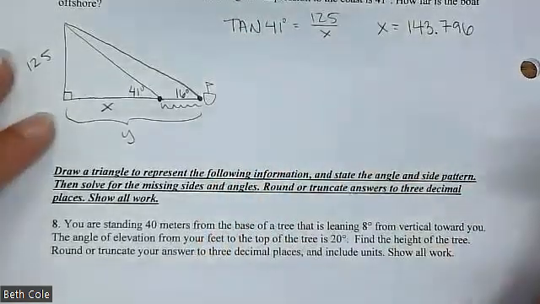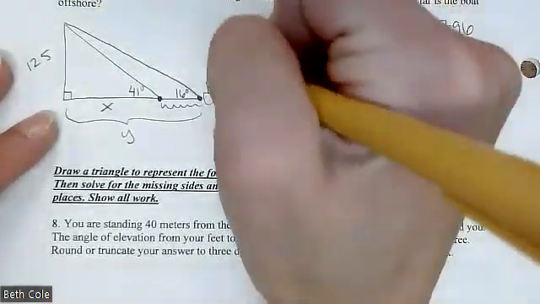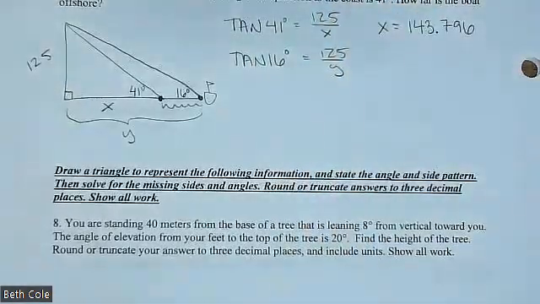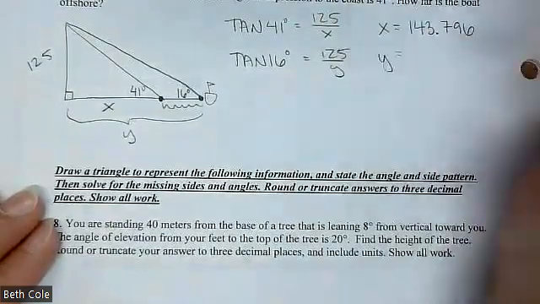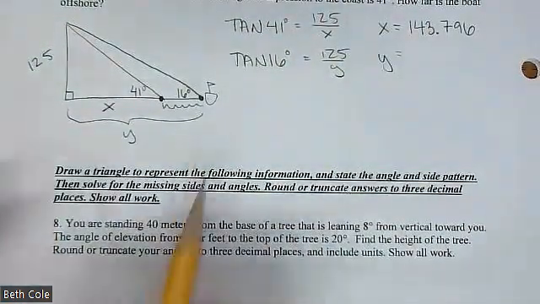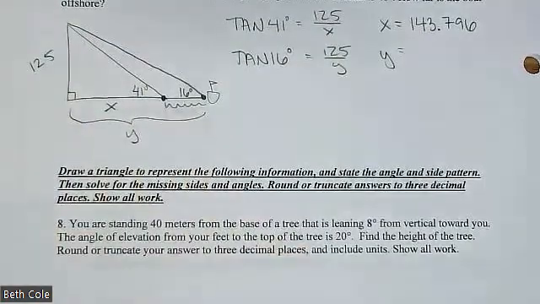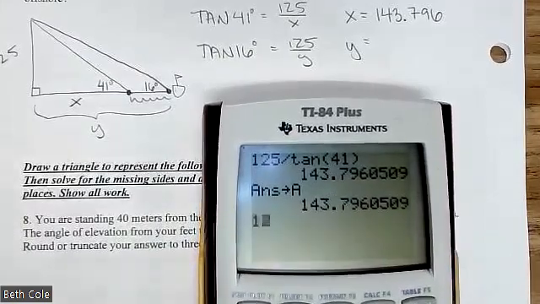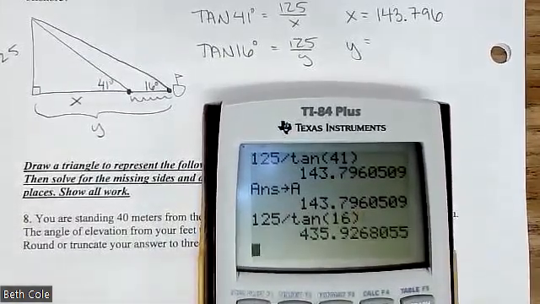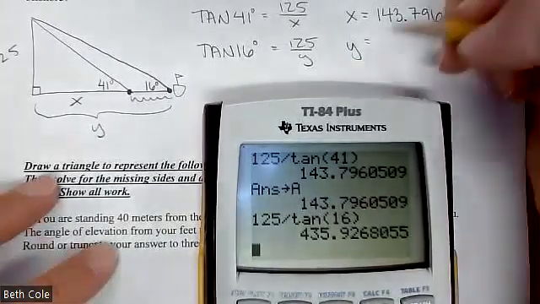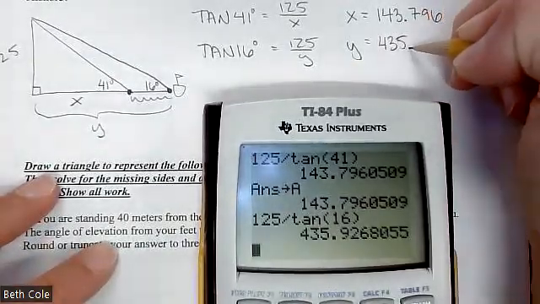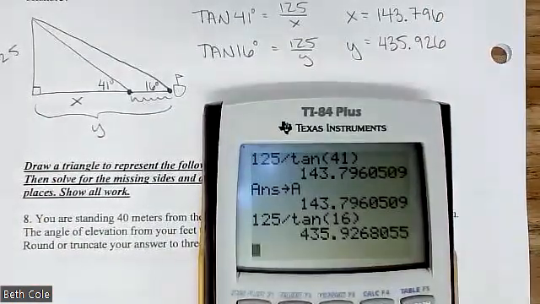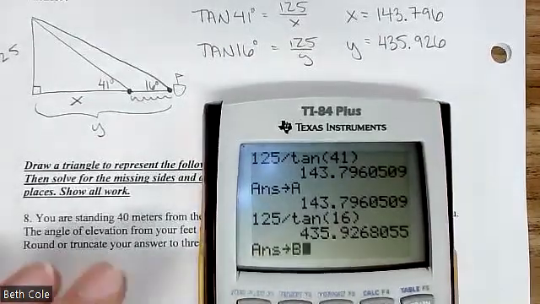It's going to be the exact same problem, except instead of 41, it'll be 16. It's a two-part problem, but you're doing the same thing twice: one for the smaller triangle and then one for the bigger triangle. All right, so go ahead and type that one in. It'll be 125 divided by tangent of 16. Give everybody a chance to type it. I did it quick so I could write it down up here so you could all see it, but give everyone a chance to do that. We're going to store it as B.